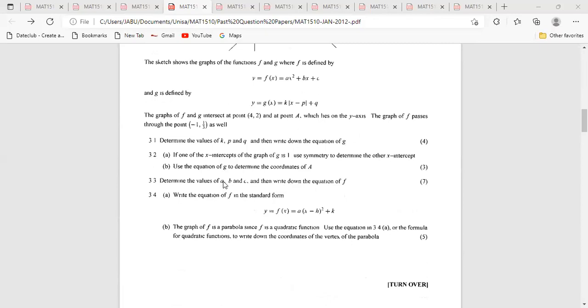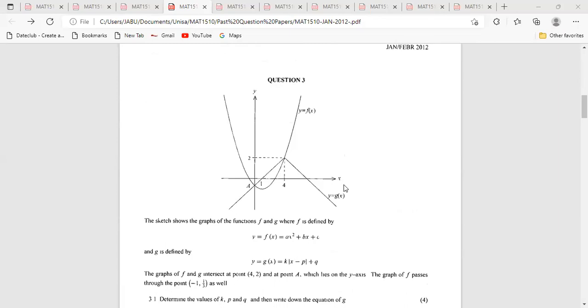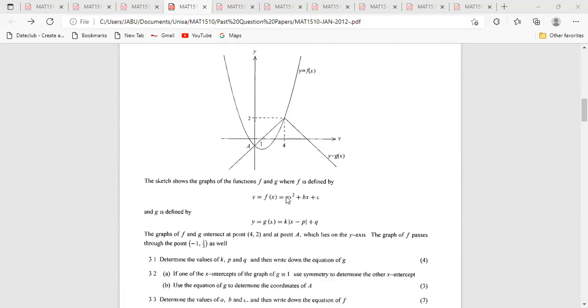Past question papers. This is February 2012. We are doing question 3.3. Determine the values of A, B, and C, and then write down the equation of F. Okay, so we must determine the values of A, B, and C. So this A, B, and C. All right.